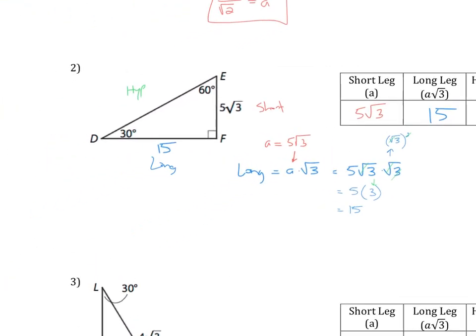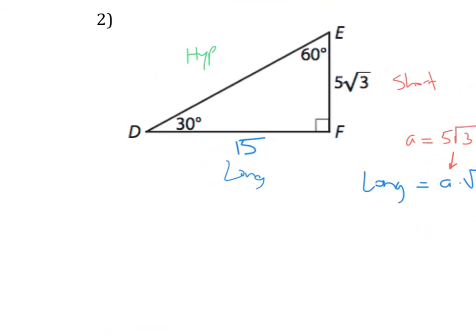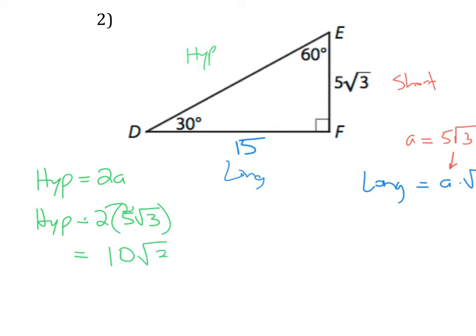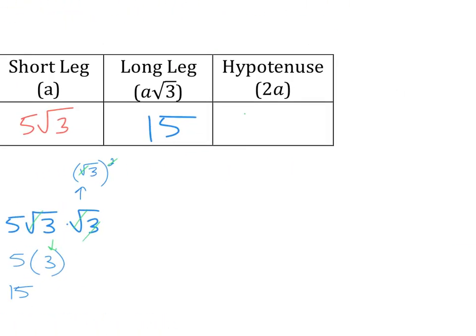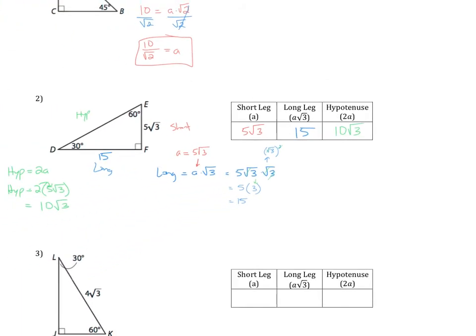Now the last one, our hypotenuse, is 2 times A. So our hypotenuse is 2 times A, which means our hypotenuse is 2 times 5 square root 3. And 2 times 5 is 10 square root 3. And that's that.